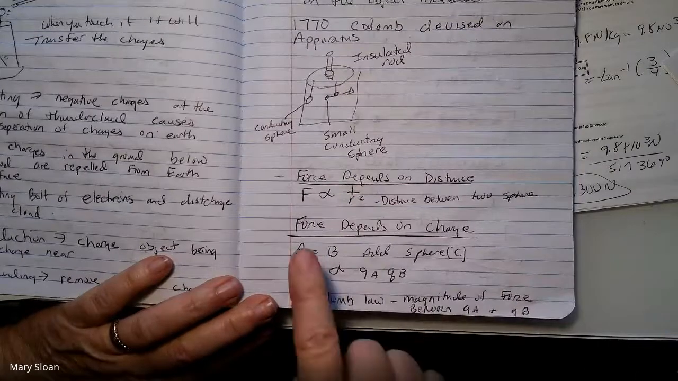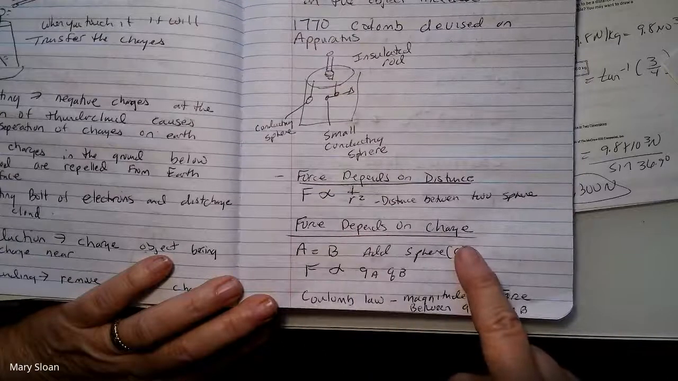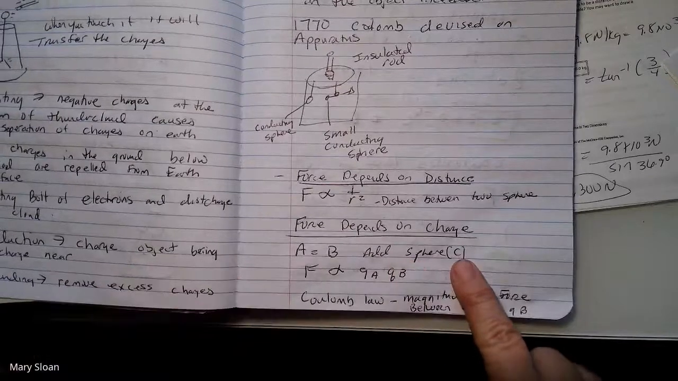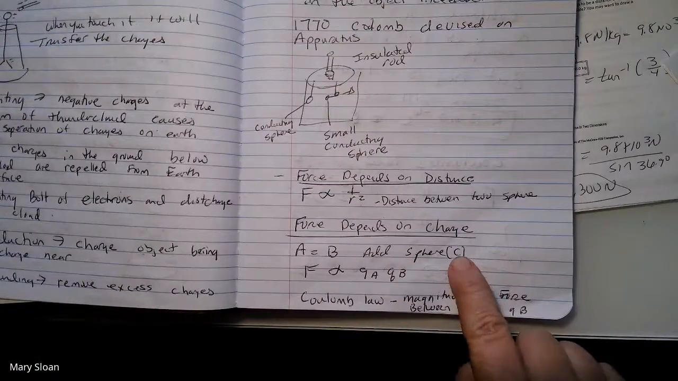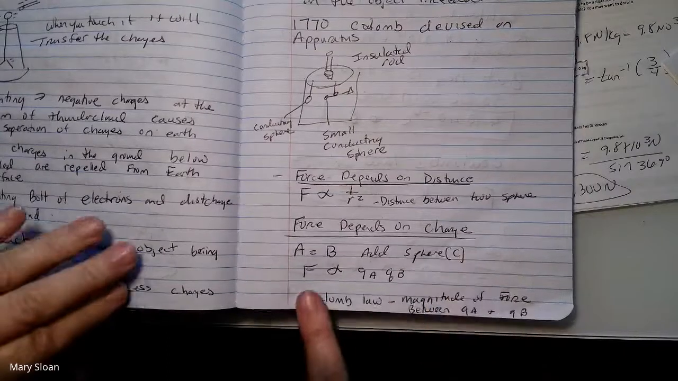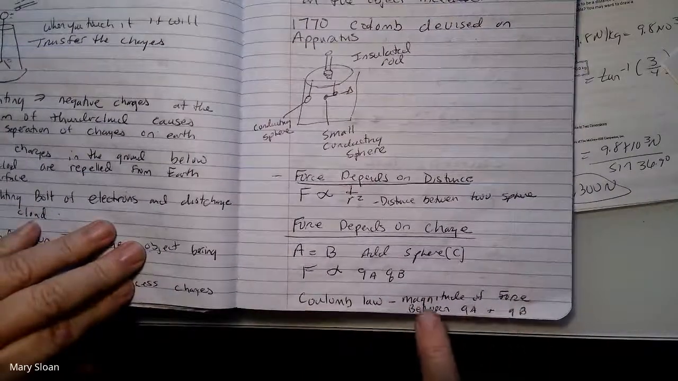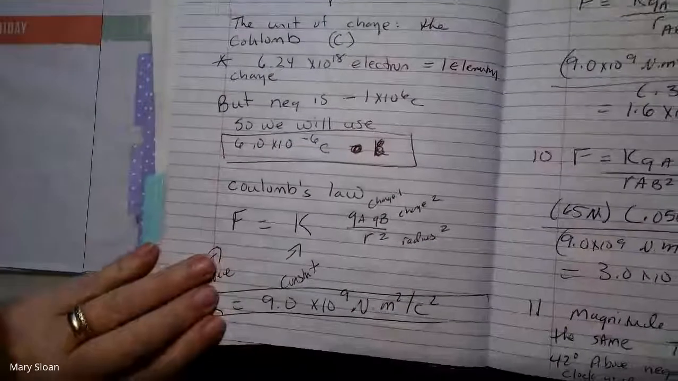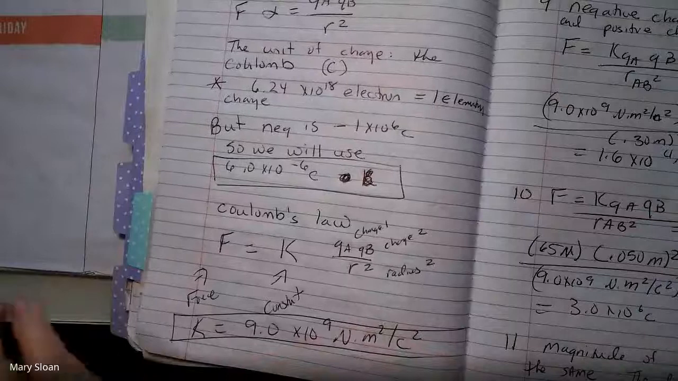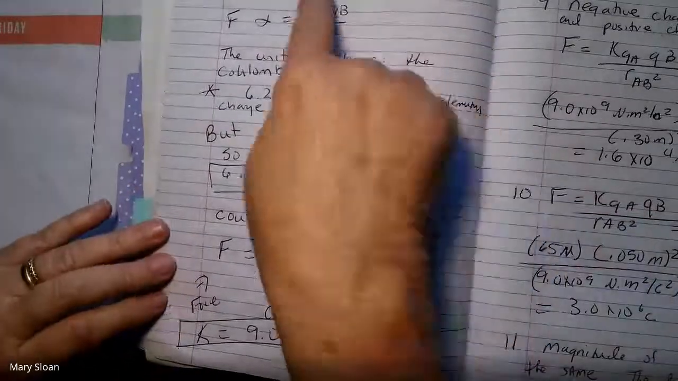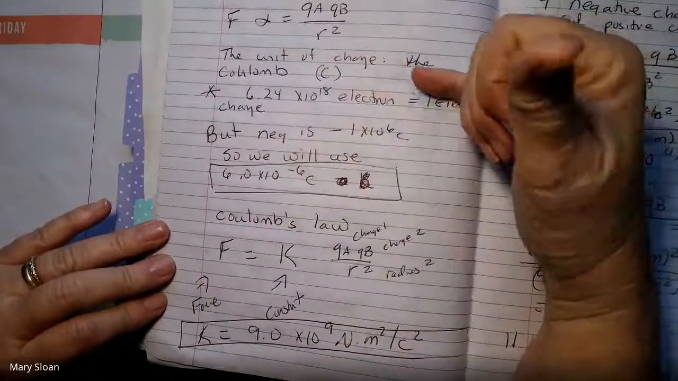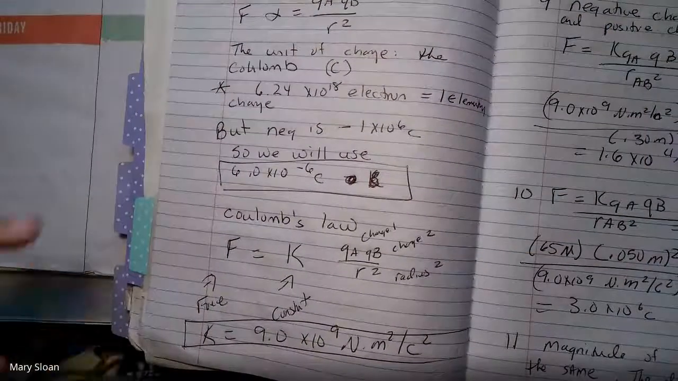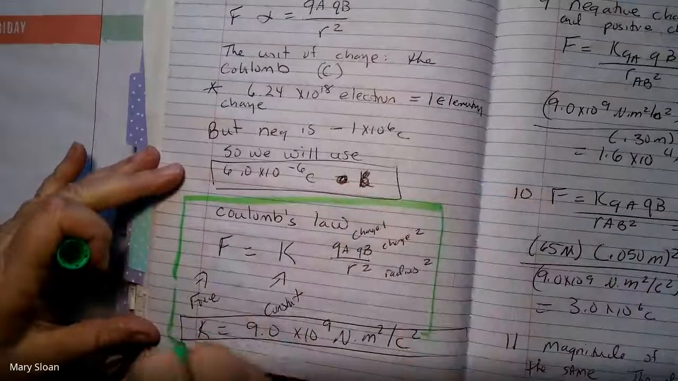Then he decided the force depends on the charge. If A equals B, he would have to add a sphere C to find out what the force between those two charges was. Coulomb's law is the magnitude of force between QA and QB. The second part had to do with these equations here, but the main one I want you to look at is Coulomb's law on the very bottom. This is what we're going to be using.